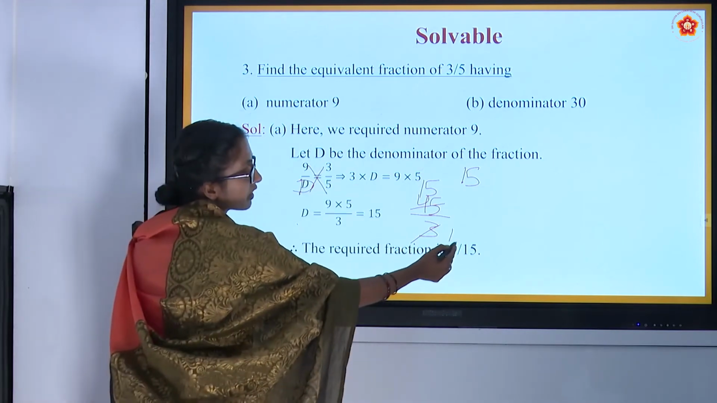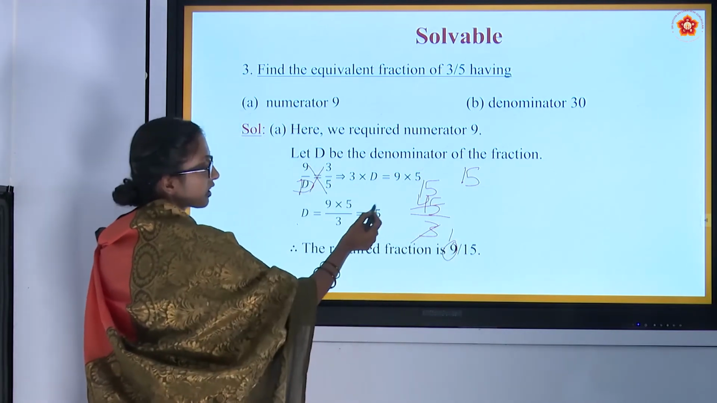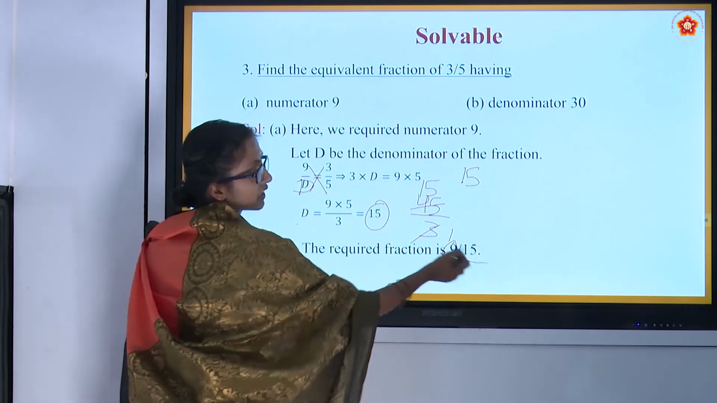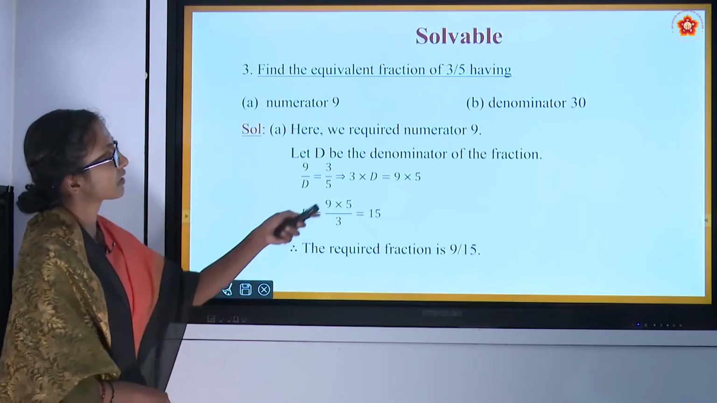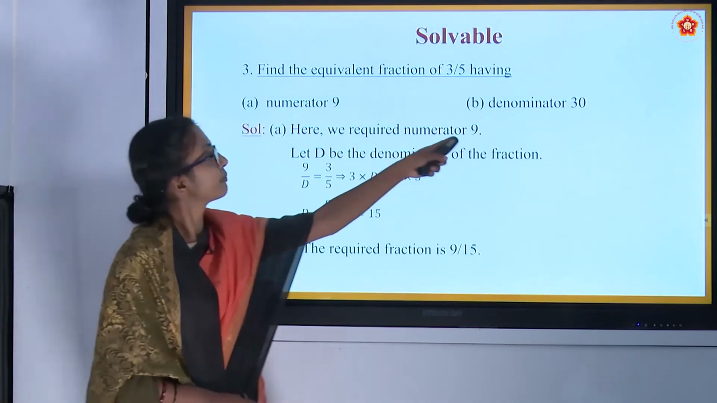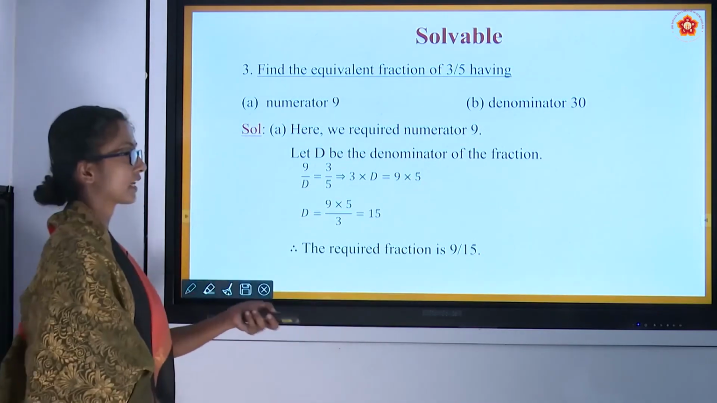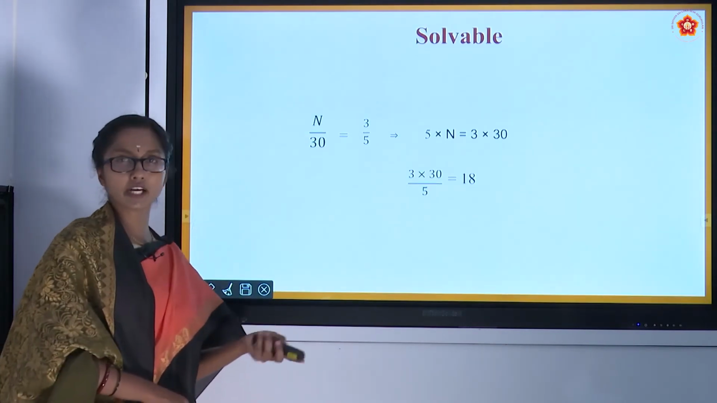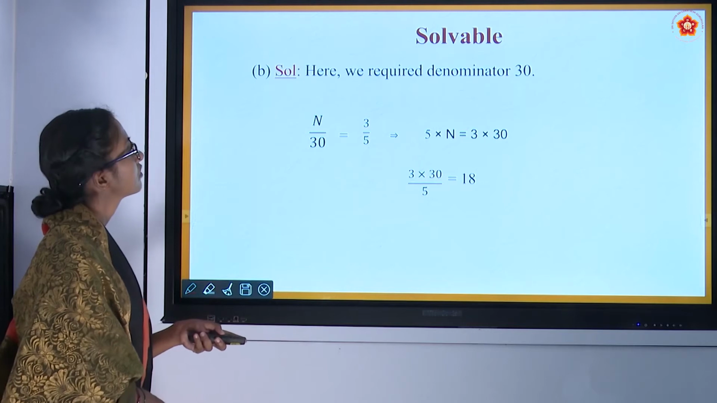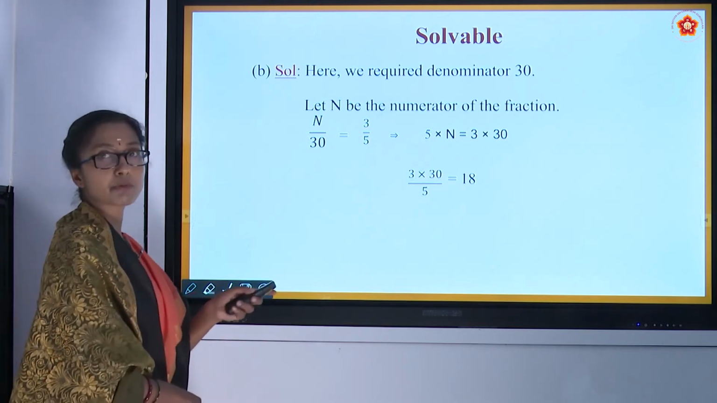The numerator they have given is 9 and our denominator is 15. 9 by 15. So in the last problem you saw that we solved part A. For B, the denominator is 30 they are saying. So here they have given the denominator, we need to find the numerator for the 3 by 5 fraction.